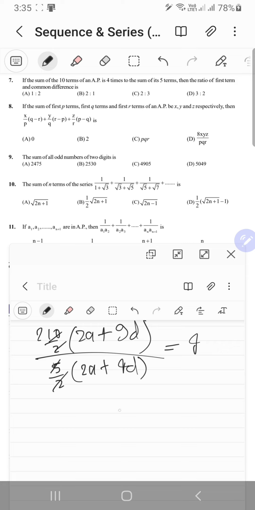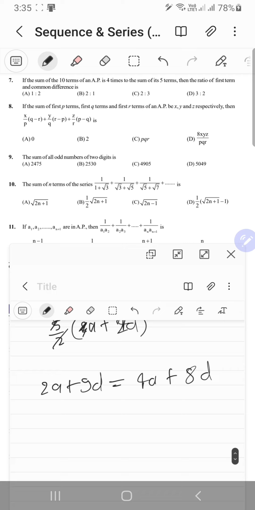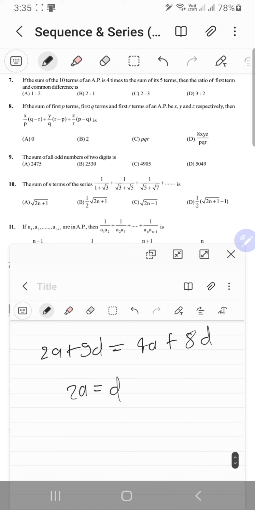This is going to be 2 over there. Cool. But that 2 cancels with this thing, so it should be a plus 2d. So it's 2a plus 9d equal to 4a plus 8d. So 2a equal to d. Ratio of the first term and the common difference, so a upon d, that thing is just 1 by 2. Yes, 1 is to 2.